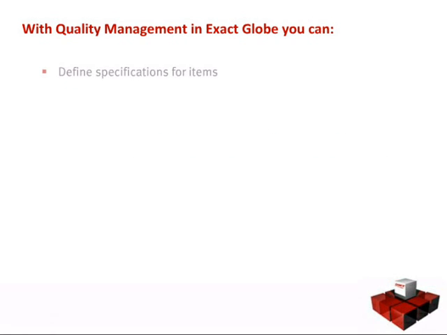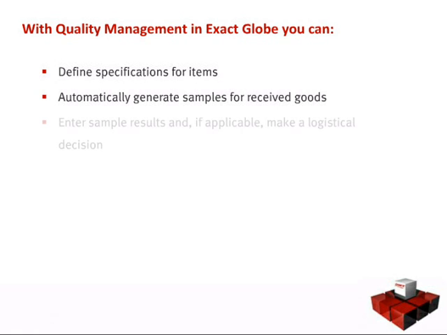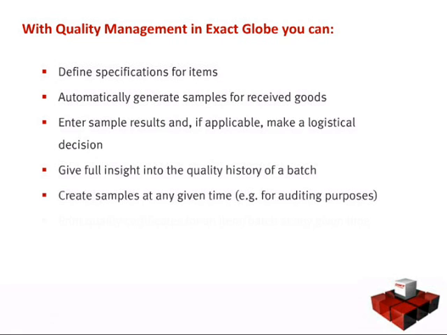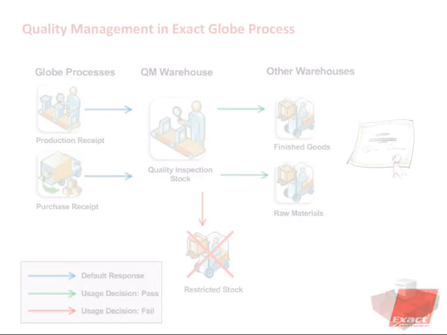With quality management in Exact Globe, you can define specifications for items. You can automatically generate samples for received goods. You can enter sample results and, if applicable, make a logistical decision. You'll have full insight into the quality history of a batch. You can create samples at any given time. And finally, you'll be able to print quality certificates for an item or batch at any given time.